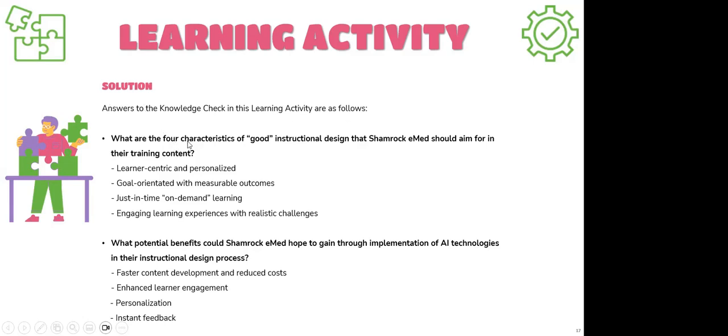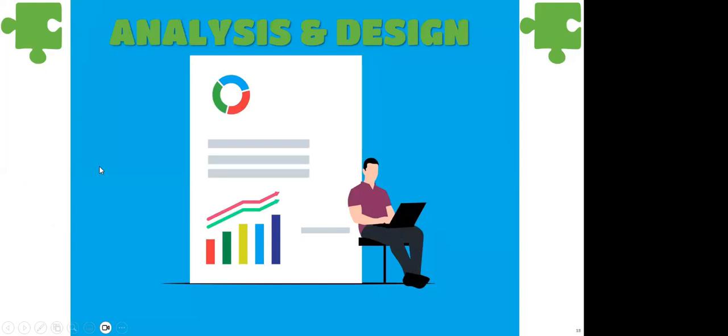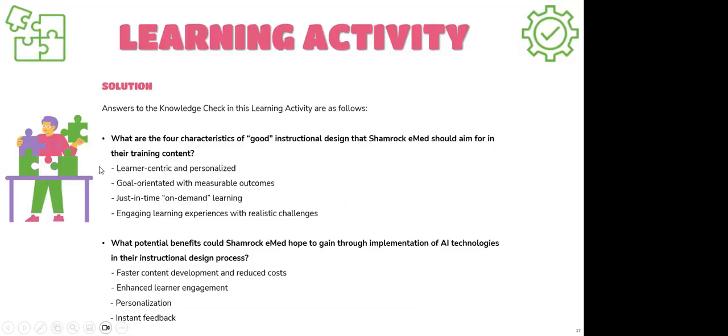So again, the four characteristics of good instructional design, everything you said, and then learner-centric and personalized. Personalized could incorporate that accessibility. I think it's goal-oriented, just in time, engaging learning experiences, and then the benefits: faster content development, streamlined production, and enhanced learner engagement. Hopefully personalization comes in here again, and then instant feedback.